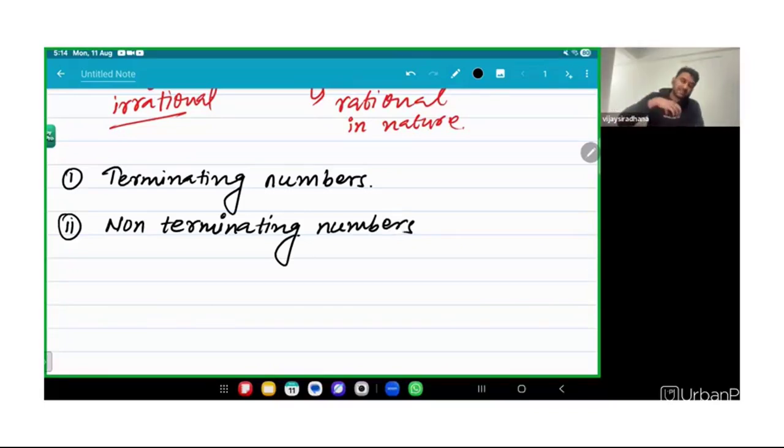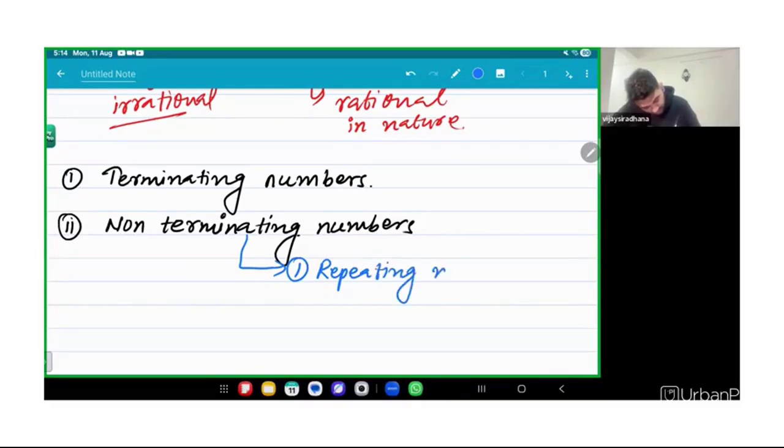Inside this non-terminating number, there are two types of numbers. What are those two types? The first one is repeating numbers, and the second one is non-repeating numbers.